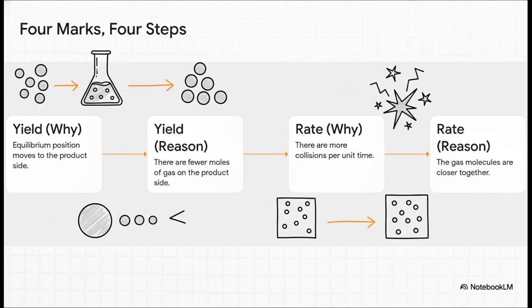Let's break it down. For yield, first you say the equilibrium moves to the product side. Second, you explain why, because there are fewer moles of gas on that side. That's 2 marks right there. Now for rate. Third, you have to state there are more frequent collisions. And fourth, you explain why, because the gas molecules are closer together. Each of those points is worth a mark.